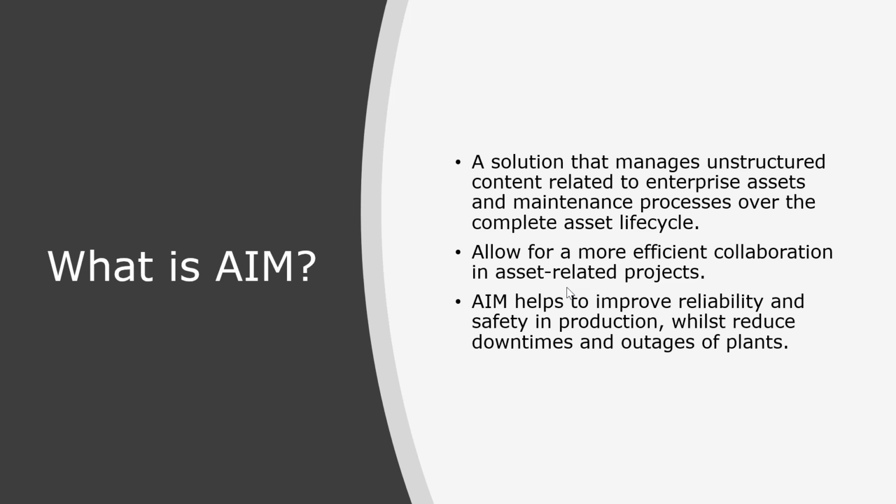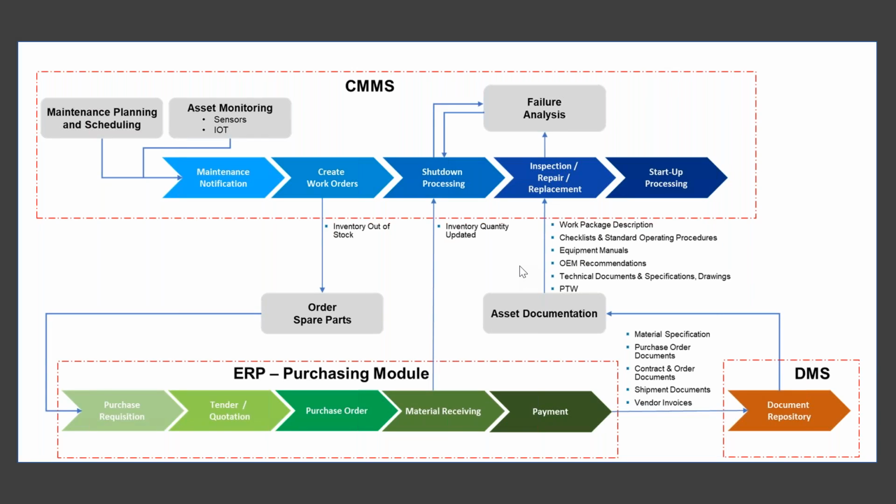So therefore, an asset information management solution helps to improve the reliability and safety in production, and will help to reduce your downtime and outages in your plant. All right. So over here, as you can see, managing your asset lifecycle does not only involve your CMMS solution, also known as a computerized maintenance management system, but it also involves your ERP and your DMS system. Why? Because these different systems in your company store different information related to your assets.